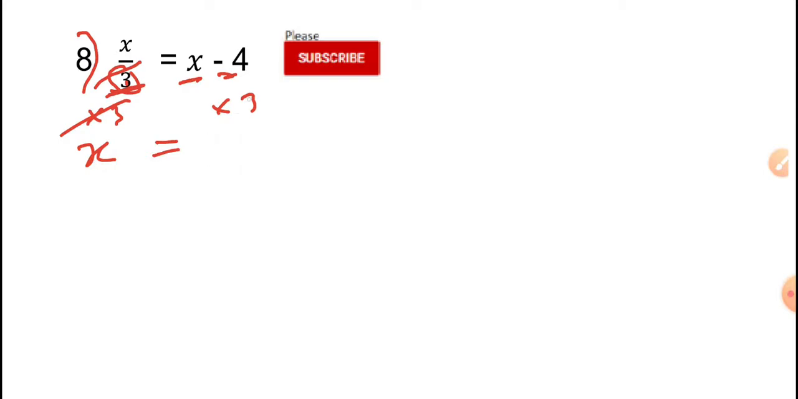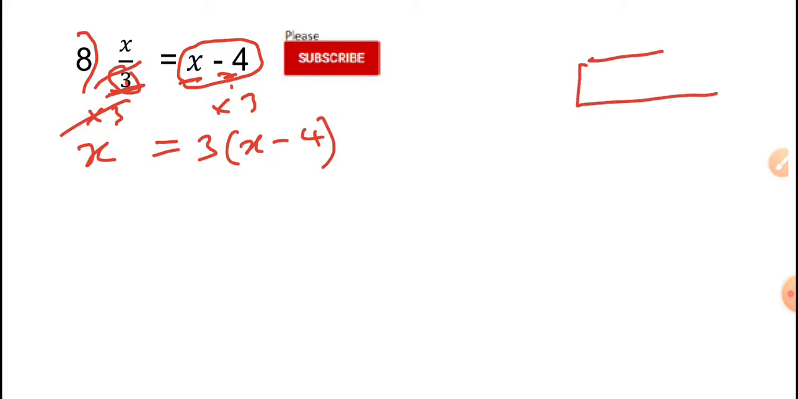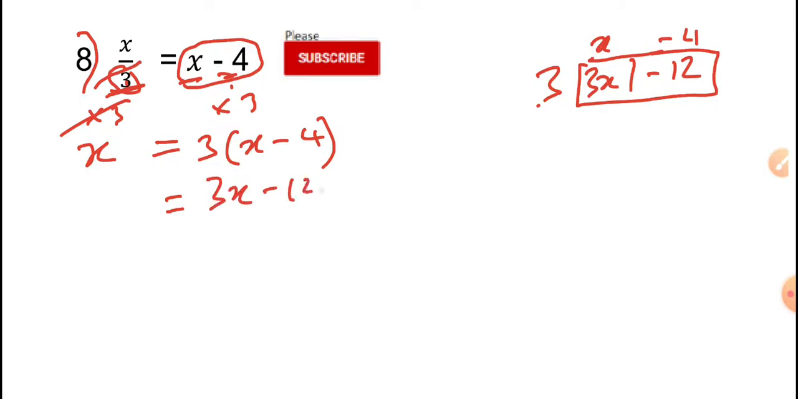And as I've just said, we're multiplying the whole of this side by 3, so it's 3 times x minus 4, because we're multiplying everything. It's 3 times the x and the 3 times the minus 4. It's not just 3 times x. So we now have to expand the bracket on the right hand side. So x minus 4, and it's 3 here. So 3 times x is 3x, and 3 times minus 4 is minus 12. So the right hand side is 3x minus 12, and the left hand side is just an x.